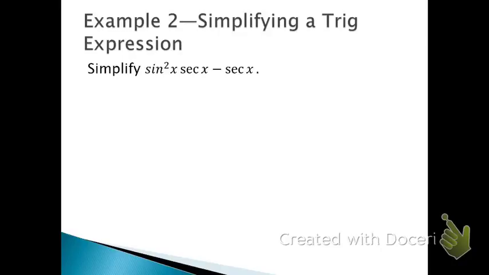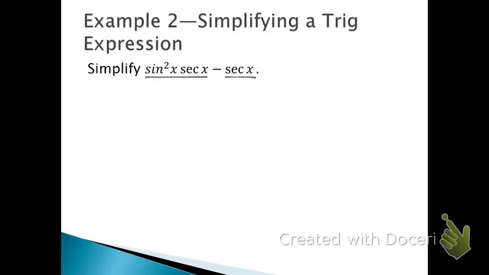So look at example 2. Let's just simplify that. How many terms do you have? 2. Remember, terms are separated by plus or minus signs. So you have this term minus that term. What do you notice about those two?